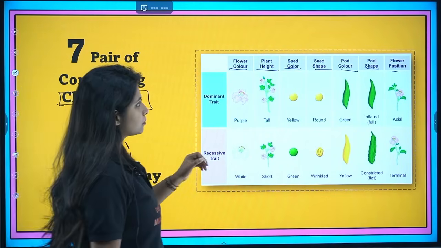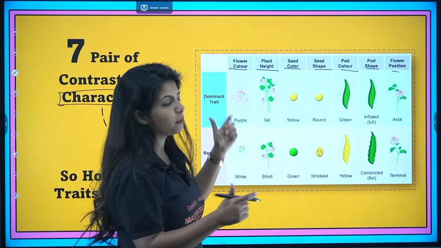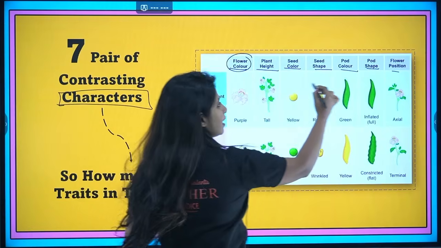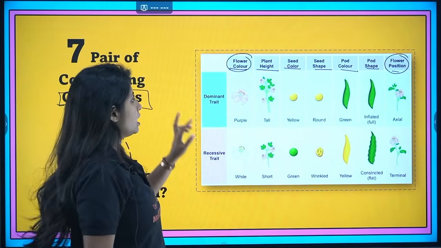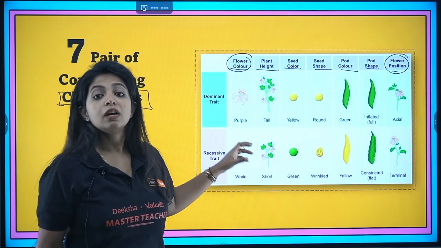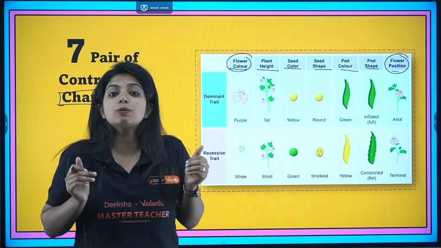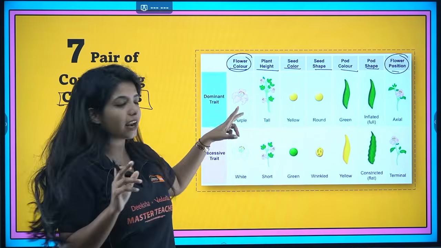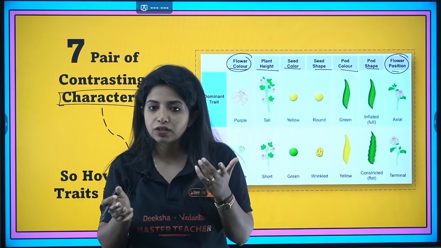For example, if at all you talk about flower color, and flower position. In flower color, you have, as I said, purple colored flower and white colored flower. Which one is going to be the dominant one? Which one is going to express? Suppose both of these characters, traits, genes we are having, which one do you think will be expressing over the other one?